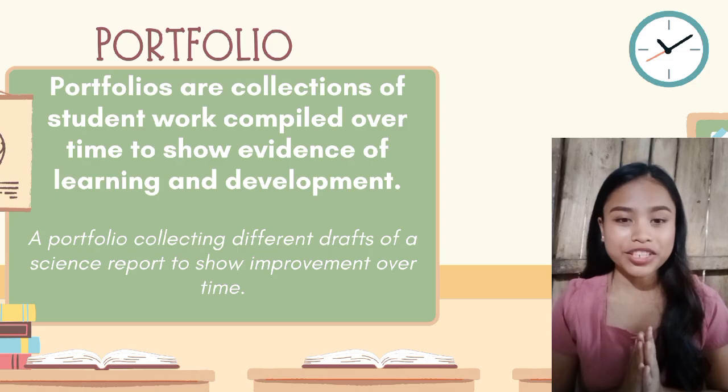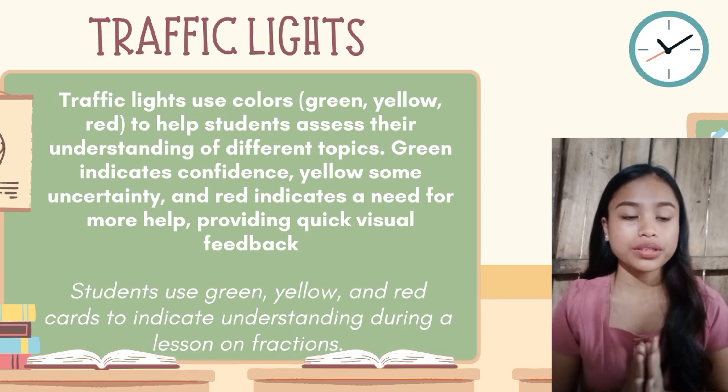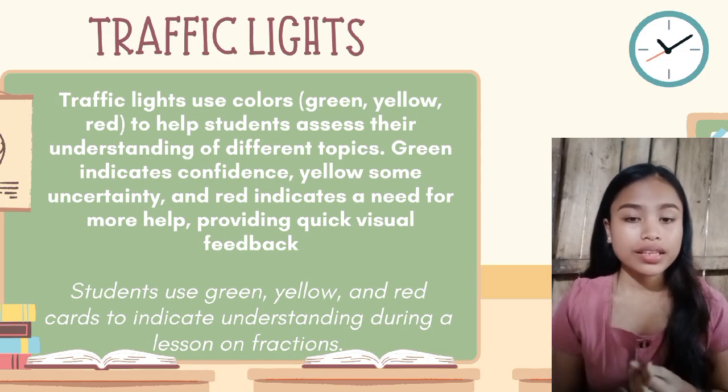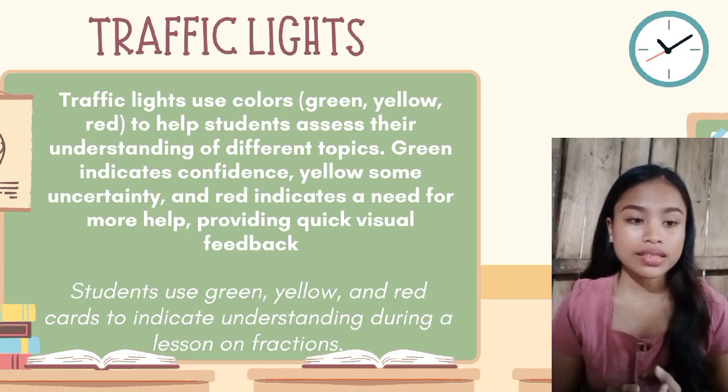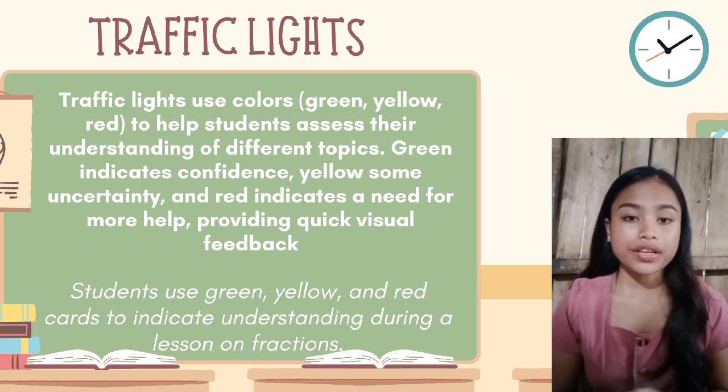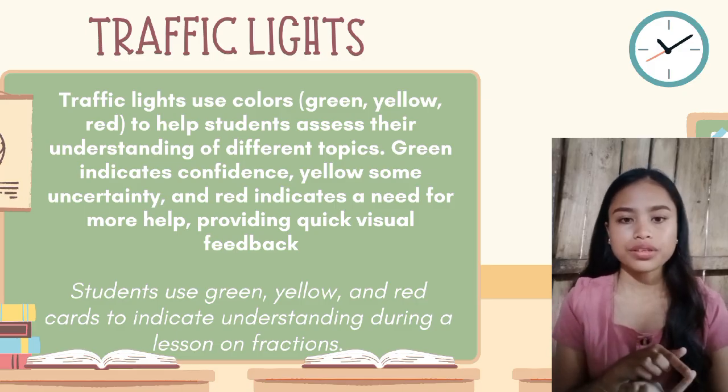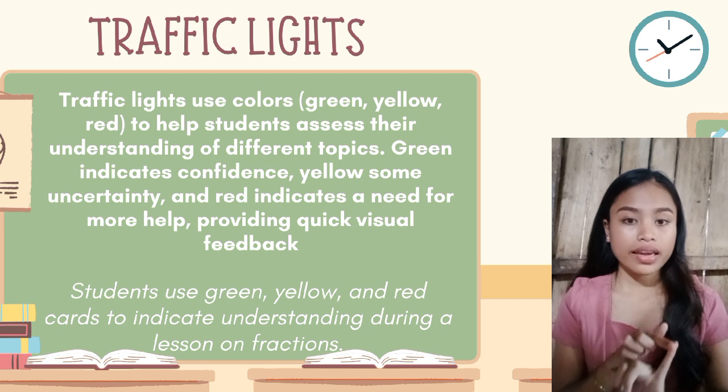The next tool is traffic lights. So in traffic lights, you will use colors like green, yellow, and red. This will help you, or help your students, assess their understanding of different topics. So green indicates confidence. If you are confident in your learning and you already know a certain topic, you will use the indicator color green.